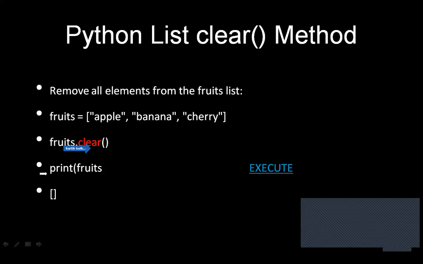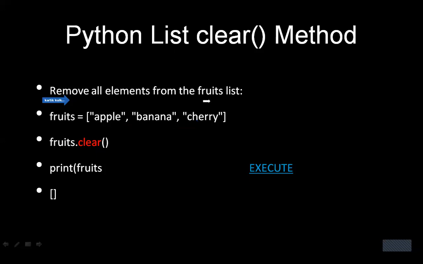Okay, and then if I would be printing the list here, what will be the output? You can notice that the output will be only the square brackets. The input that I have given here is apple, banana, and cherry. So all these three elements will be removed from the fruits list. How will it be removed? With the help of the clear method. So you will be getting the output as the brackets itself.